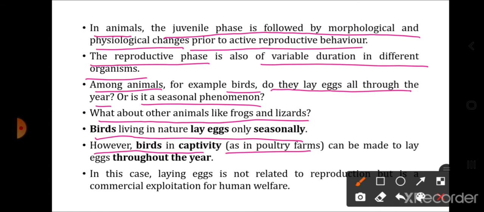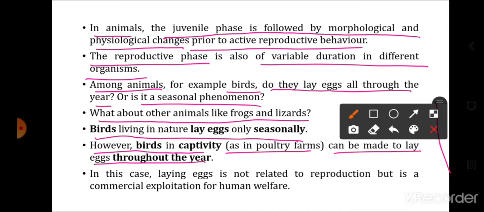Egg production. So in such cases they can be made to lay eggs throughout the year, but these eggs cannot be hatched to form the young ones. So birds which are kept in captivity can be made to lay eggs throughout the year, but these eggs won't hatch to form the young ones. Are you getting my point?